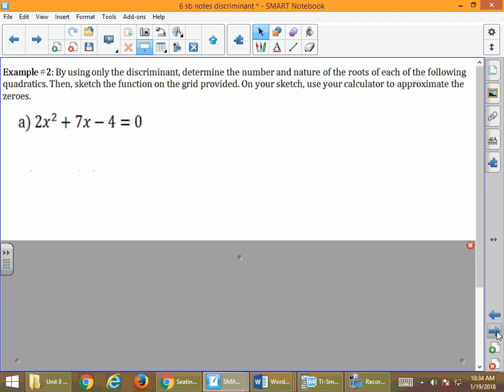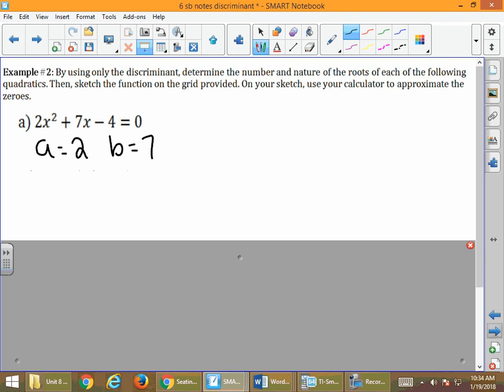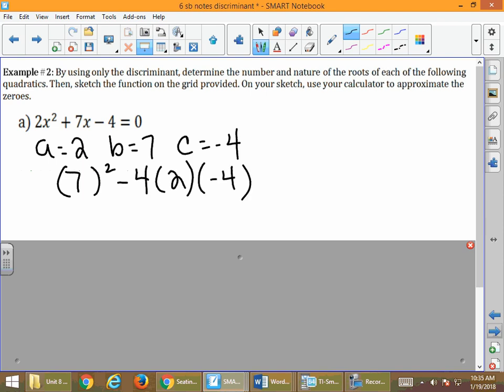The first one, when we look at this problem, is A is 2, B is 7, and C is -4. We want to find the discriminant, and then we want to know how many and what kind of roots. Not what the answer is, but if we fill in B squared minus 4AC, 7 squared minus 4 times 2 times -4, we get 49 minus 4 times 2 is 8 times -4 is -32.